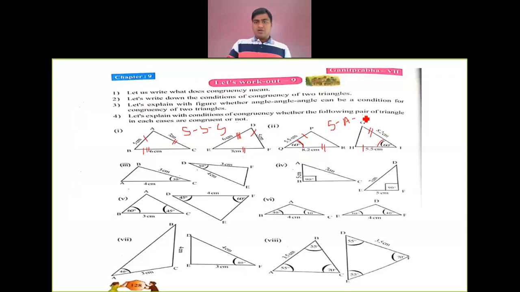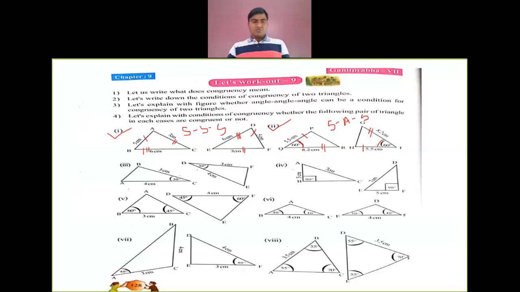Two triangles are congruent. So number 1, this is congruent. Number 2, this is also congruent. This is the criteria from the SAS criteria. In number 2, two triangles are congruent to each other.